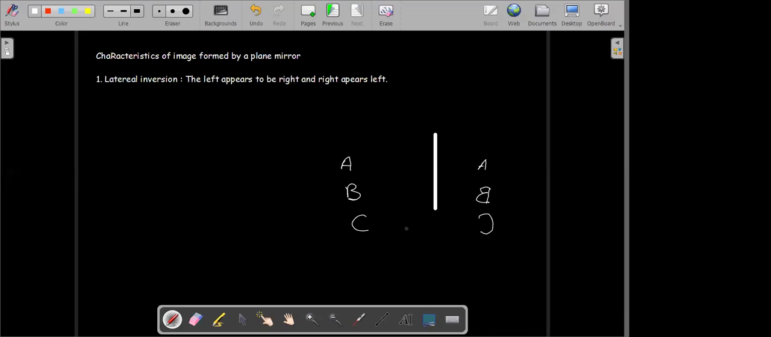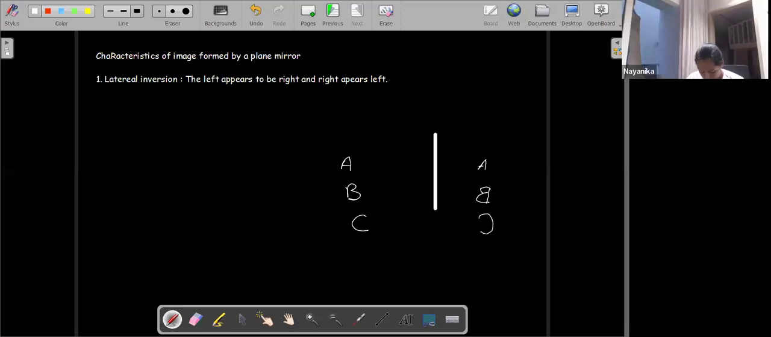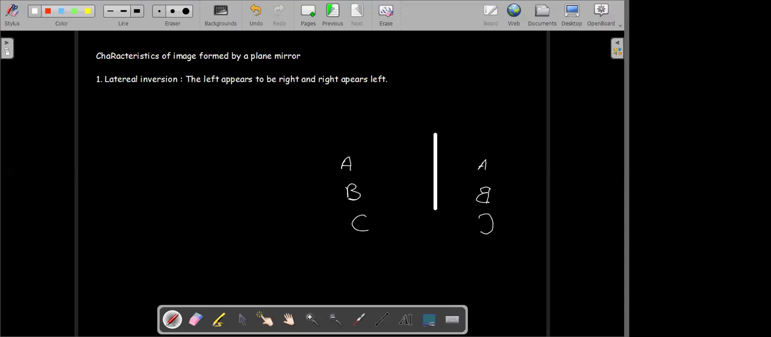So if you stand in front of the mirror and you raise your right hand, your image also raises a hand, but the hand that the image raises is the left hand of the image. Are you getting? Yeah, Charantej? Yes, sir, I got it. Okay. So lateral inversion: the left appears to be right and the right appears to be left. This we call lateral inversion.